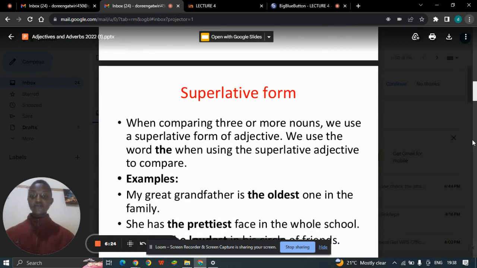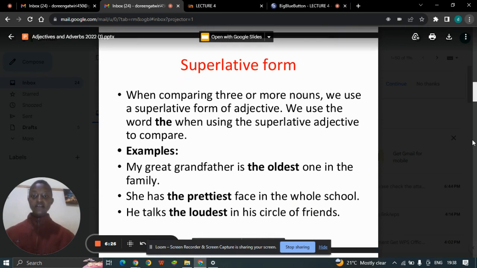The superlative form: in this case, when comparing three or more nouns, we use the superlative form of the adjective.